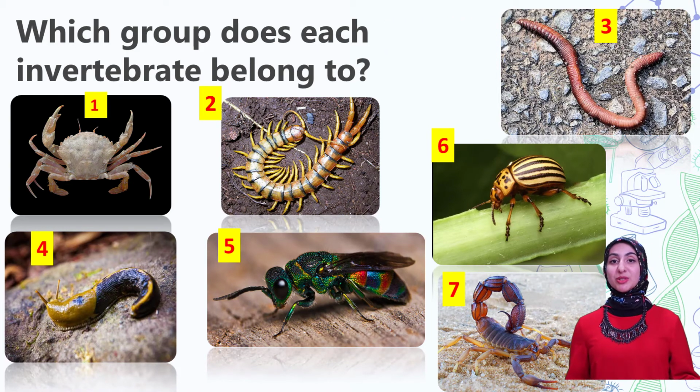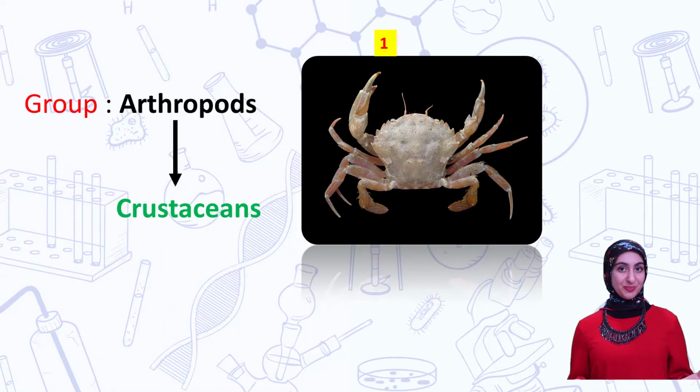Okay guys, the time is over. Let's have a look at the invertebrates. The first invertebrate here, it has an exoskeleton, which is the first thing that I have noticed. Number 2, it has 5 jointed legs on each side and it has antennae. So it is classified as crustaceans.